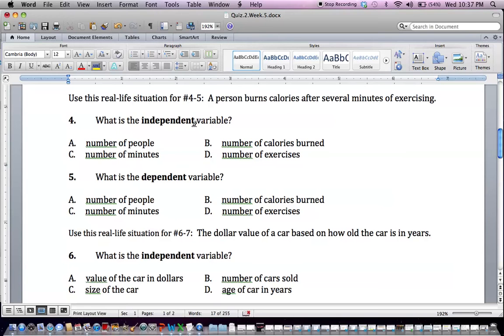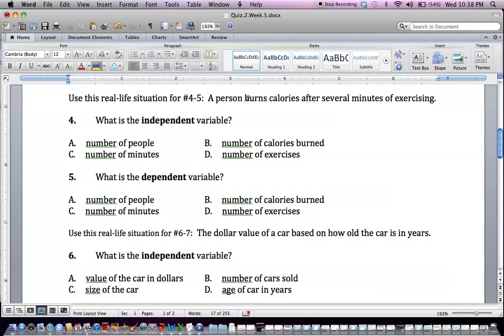What's the independent variable? A, number of people. B, number of calories burned. C, number of minutes. D, number of exercises. The independent variable is the thing that is going to remain constant. It's going to be there regardless. Number 5, what is the dependent variable?